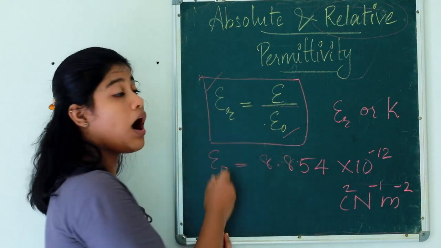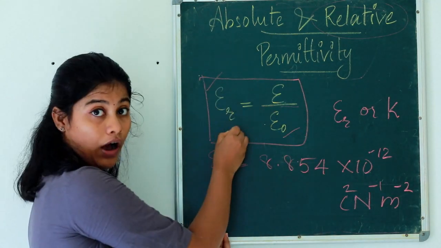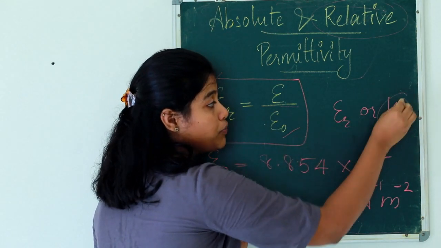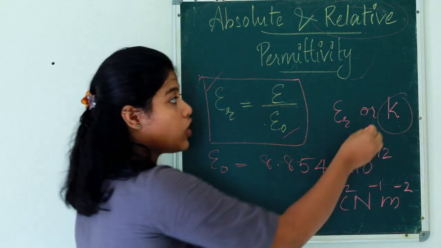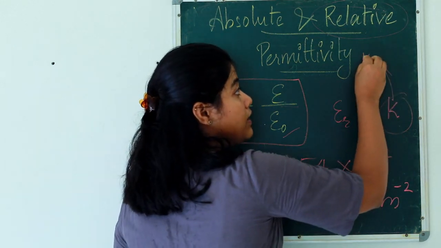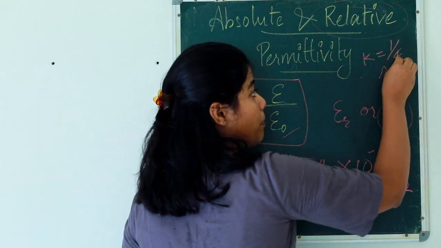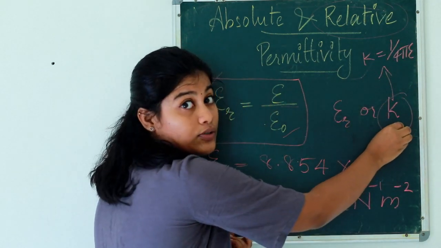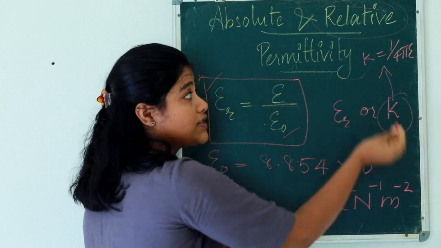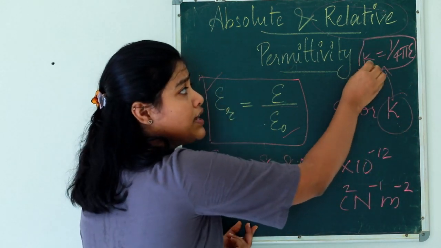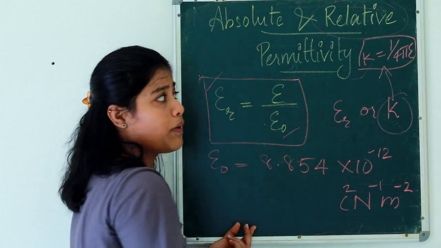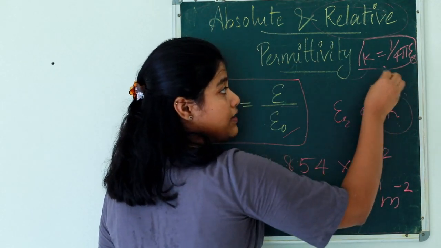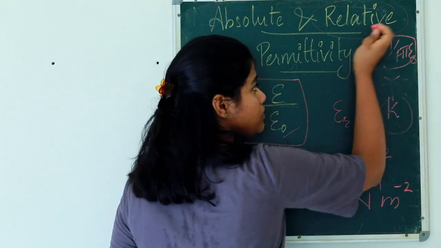This epsilon r is pronounced as epsilon r. This epsilon r or k is the other form to express relative permittivity. It is not the same k that we dealt with earlier as 1 by 4 pi epsilon 0. This is the dielectric constant, whereas that one is just a force constant, that is F, where k is equal to 1 by 4 pi epsilon 0. This is not that. Don't mistake it.